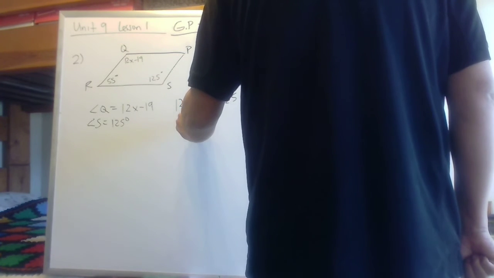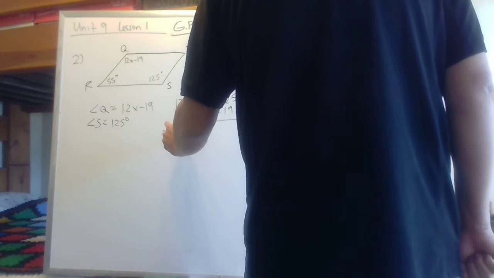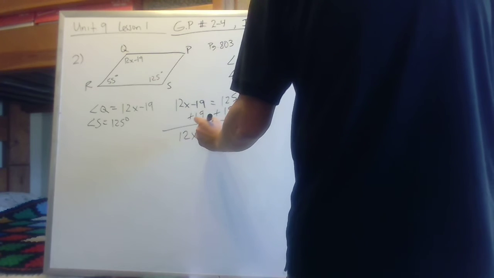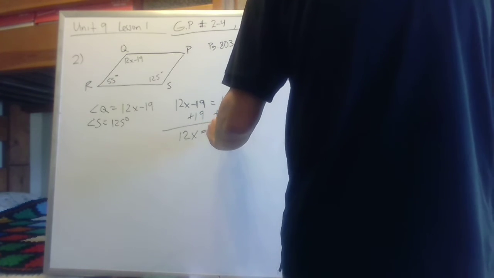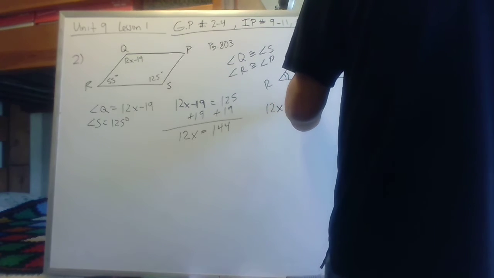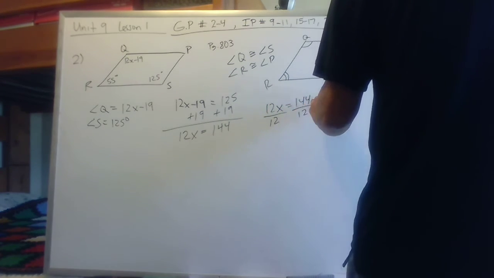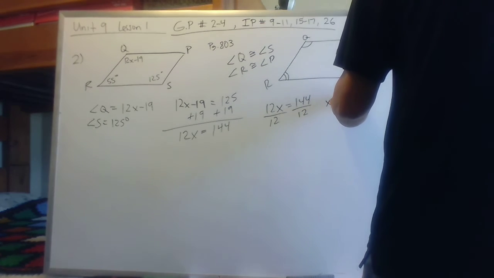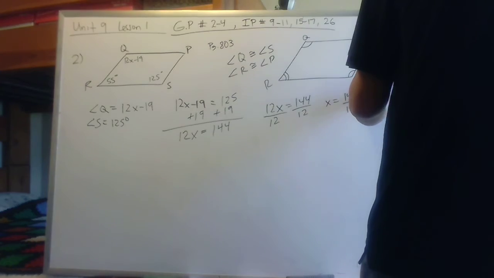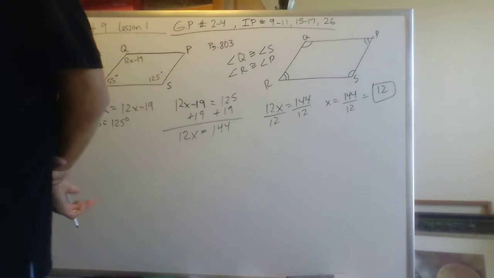We're going to add 19 to both sides of the equation to get x on one side of the equal sign, and that's going to equal 144. So 12x equals 144, and we're trying to solve for x, so we divide both sides by 12. x equals 144 divided by 12, which is 12. So we just solved for the variable x.